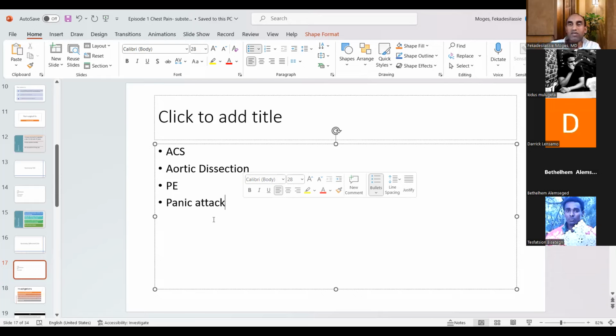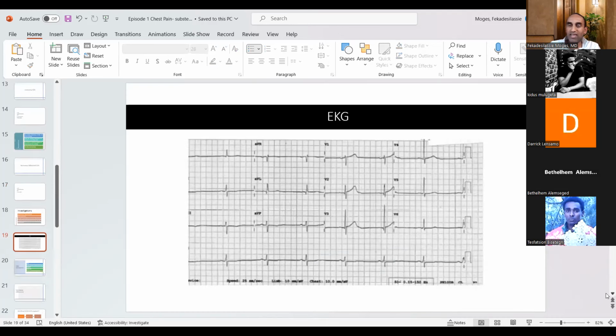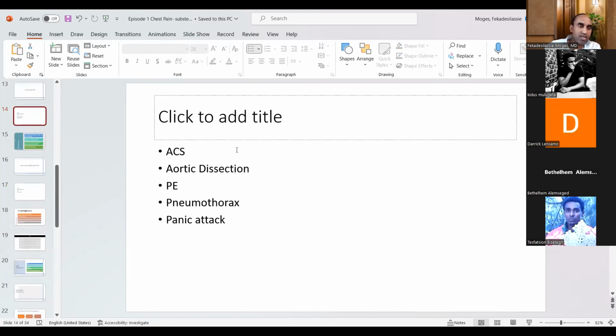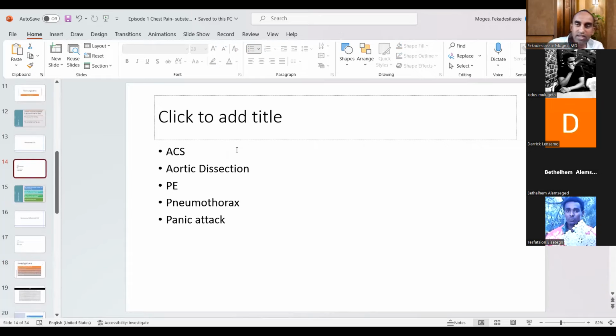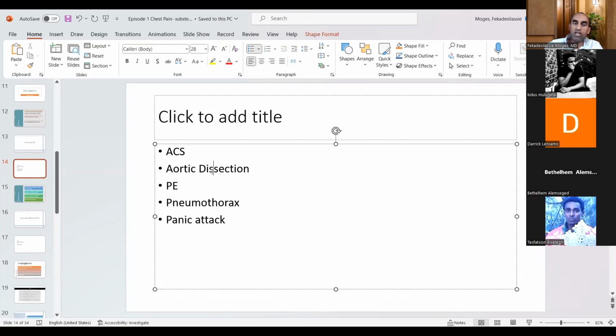Okay, aortic dissection. In fact, he is at a very high risk, by the way, because blood pressure is significantly elevated and came with chest pain. You want to still keep it.